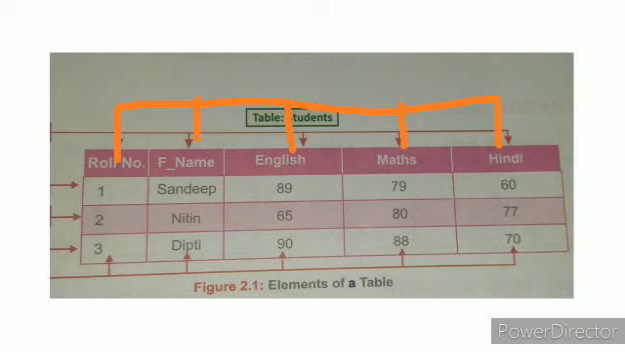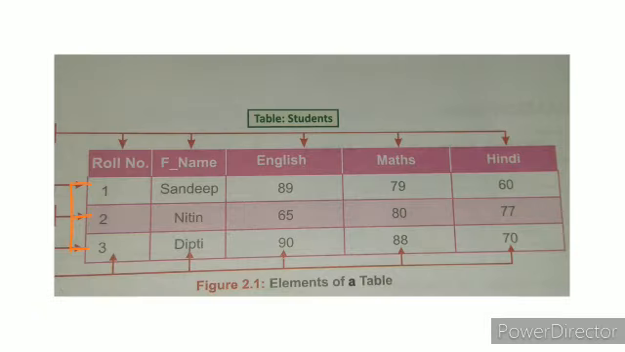For example, the field roll number of the table students will store the roll numbers of the students and will be a common attribute of every student. That means in the roll number field, we can store only the roll numbers of the students only, children. Okay, children, did you understand?